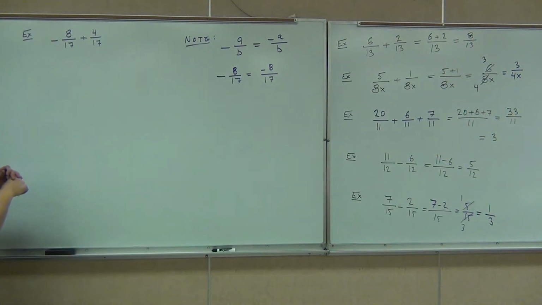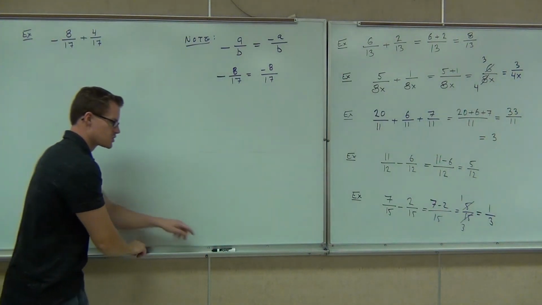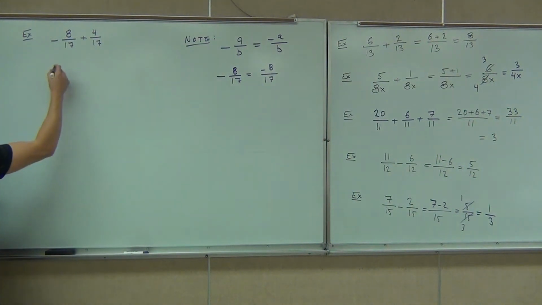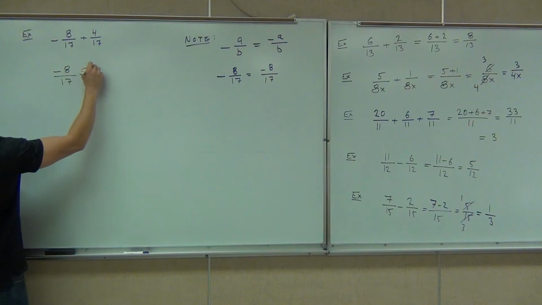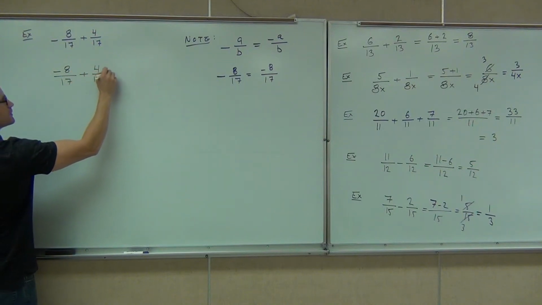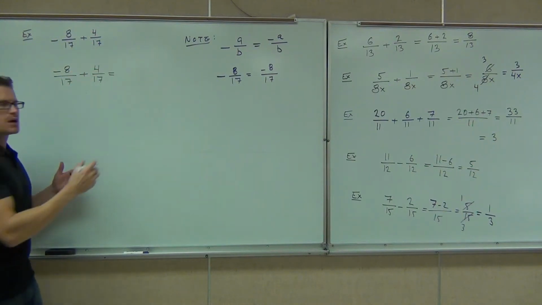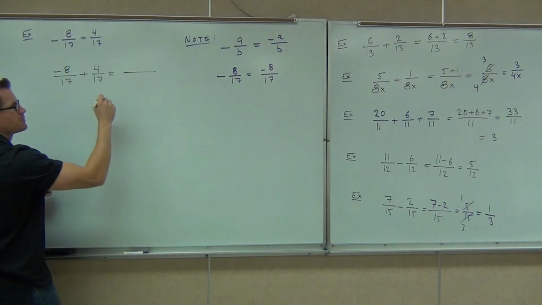So what I'm going to do is I'm going to rewrite this, or you can erase that negative and just put it on the top of our fraction. I know that I'm going to have negative 8 over 17 plus 4 over 17. Now I already have a common denominator. You tell me what my new denominator is going to be, please.